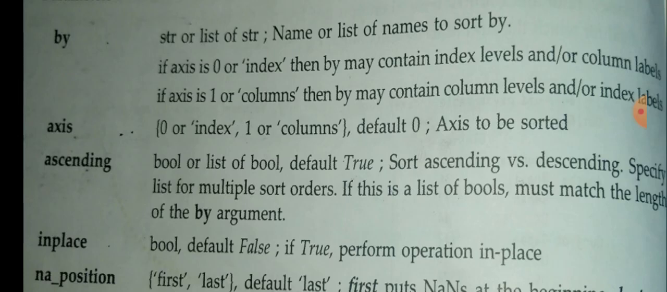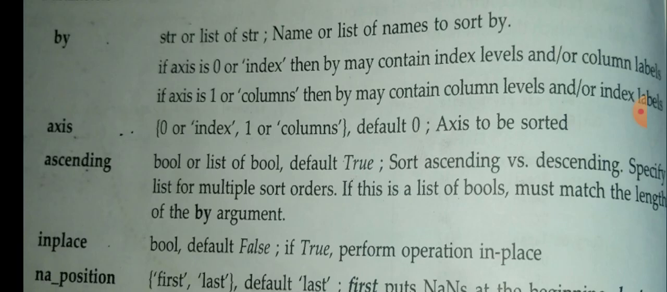If axis is equal to 0, the index, then by may contain index labels or column labels, and if axis is equal to 1 or columns, then by may contain column labels or index labels. Axis is 0 or index, 1 or columns, default 0. Ascending means sorted in ascending order by default, True. Inplace default is False. If True, it performs the operation in place. It means your original data will be changed.